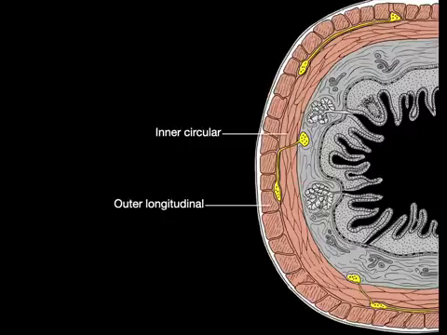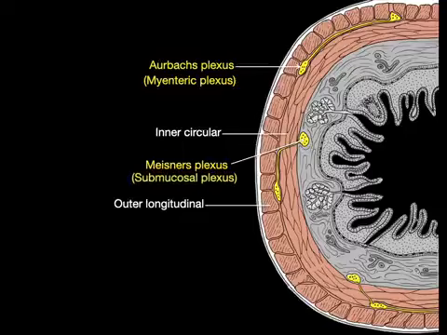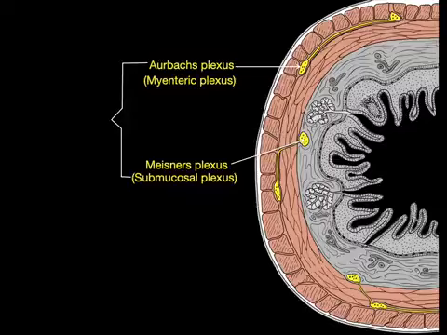Notice between the inner circular and outer longitudinal layers is this nerve. It's a neuronal cell body. We call that Auerbach's plexus, or the myenteric plexus. And then deep to the inner circular, there's another one. We call that Meissner's plexus, or the submucosal plexus, because it is between the inner circular layer and the submucosa. These are describing autonomic neurons that line the GI tract that help with its functioning.